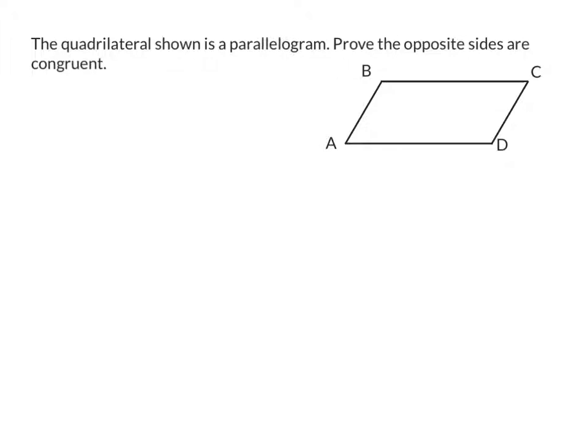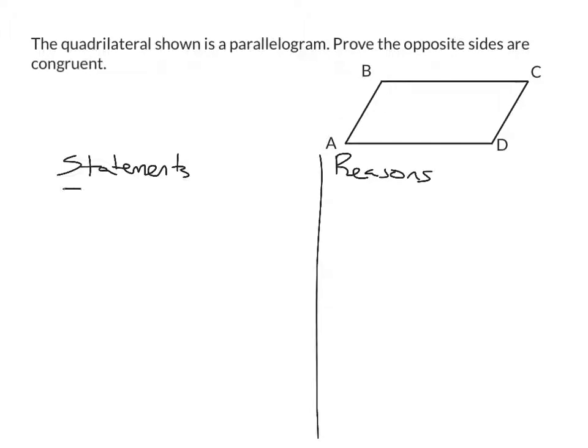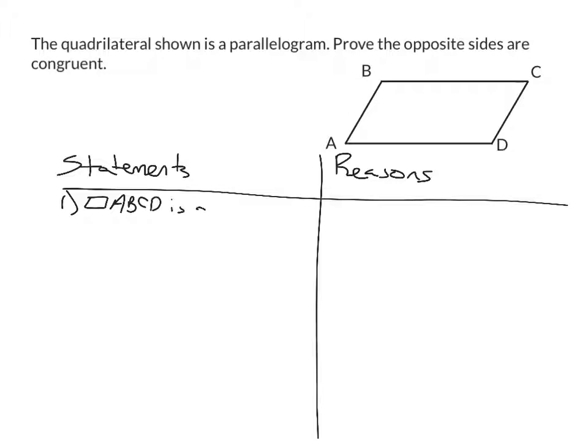So let's go ahead and do our proof, and I'll make my two columns, one for statements and one for reasons. And so our first statement is going to be simply that ABCD is a parallelogram. And that was given to us in that very first sentence up there, so I'll write given.